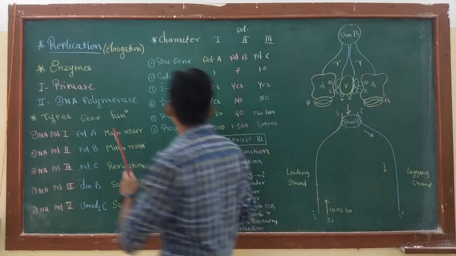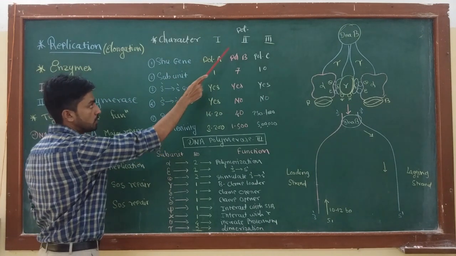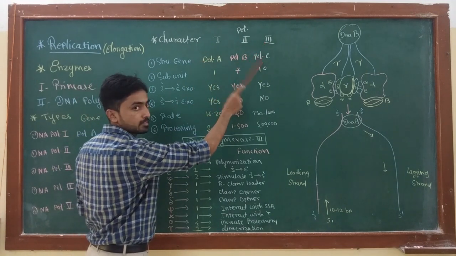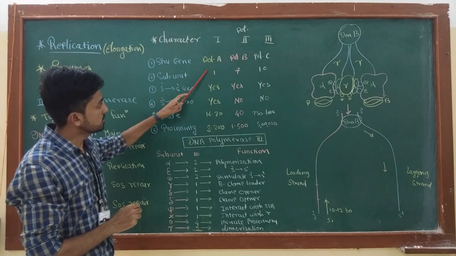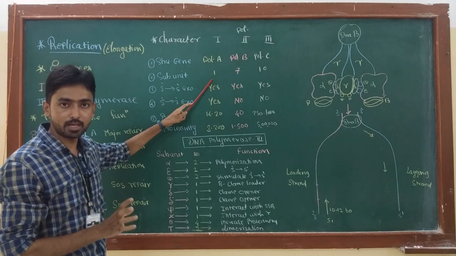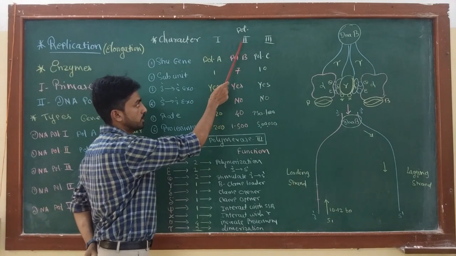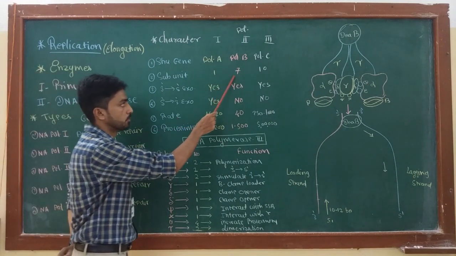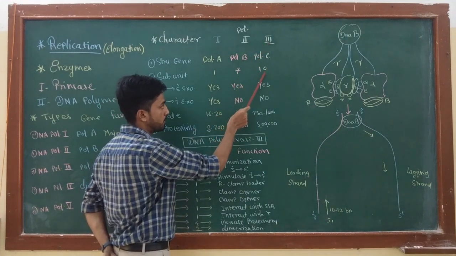For example, polymerase 1 enzyme is produced by gene PolA. Polymerase 2 enzyme is produced by gene PolB, while polymerase 3 enzyme is produced by PolC. Polymerase 1 enzyme is made up of one subunit. The total number of subunits in polymerase 1 is 1, while polymerase 2 has 7. That means polymerase 2 is made up of 7 different types of subunits, while the last and most important polymerase, polymerase 3, is made up of 10 subunits.